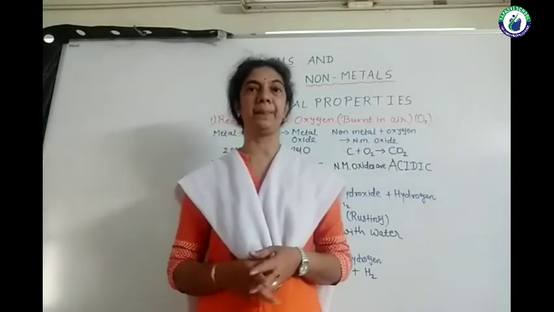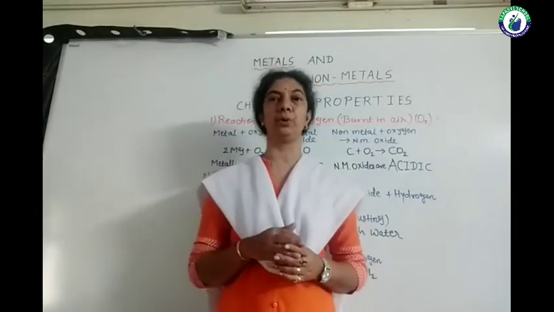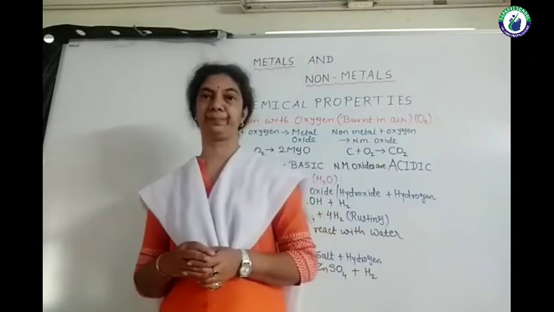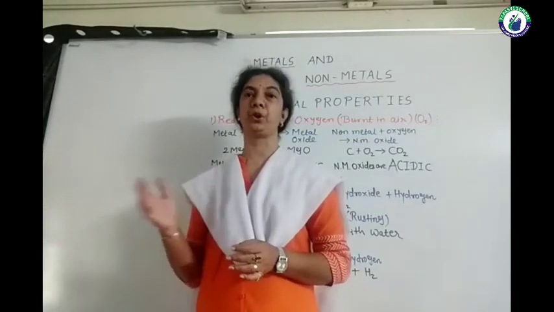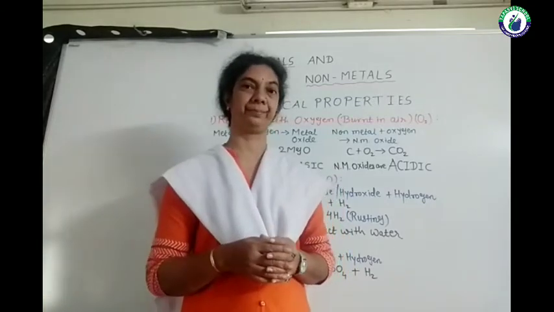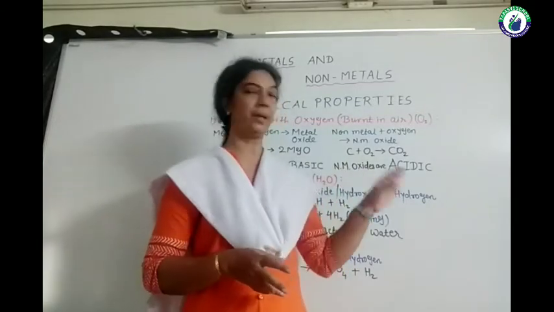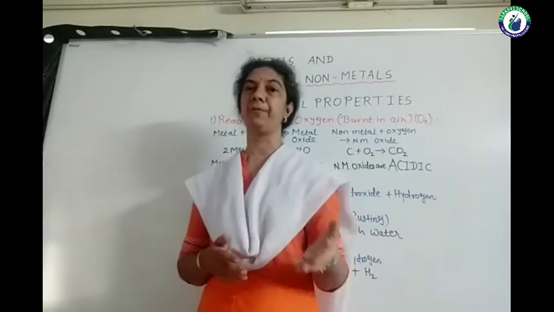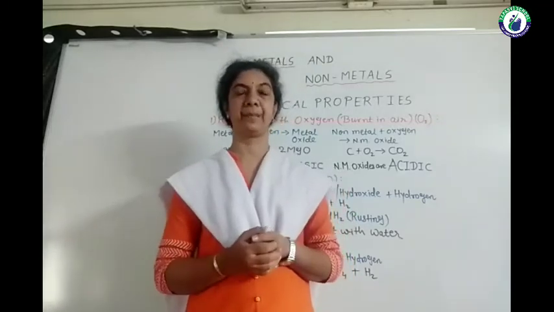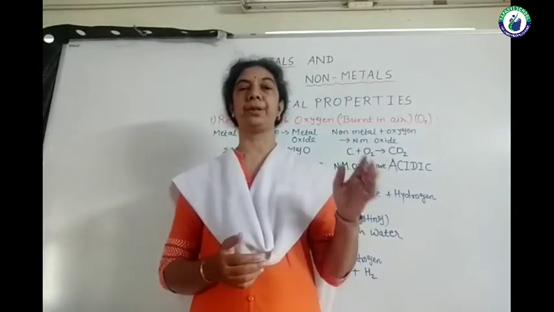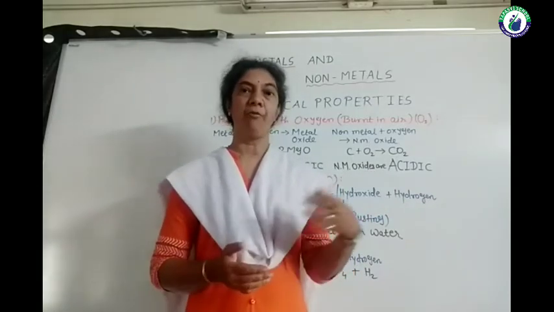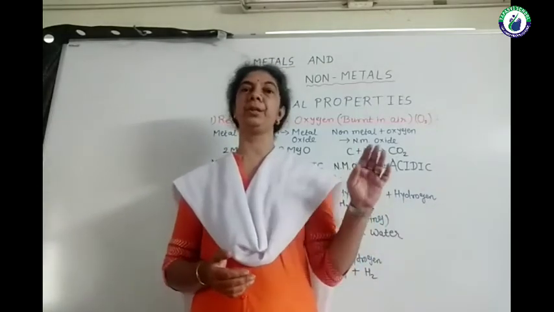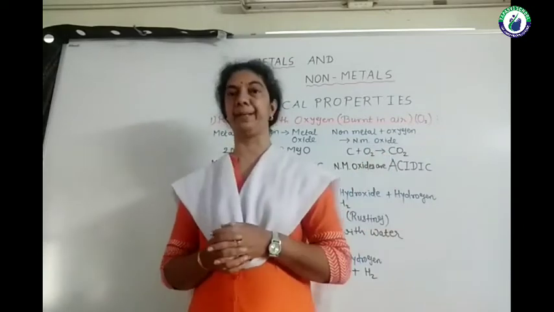Say for example, copper Cu plus O2 gives CuO. Sodium plus oxygen gives sodium oxide. Sulfur plus oxygen gives sulfur dioxide. Nitrogen plus oxygen gives nitrogen oxide. Phosphorus plus oxygen gives phosphorus oxide.